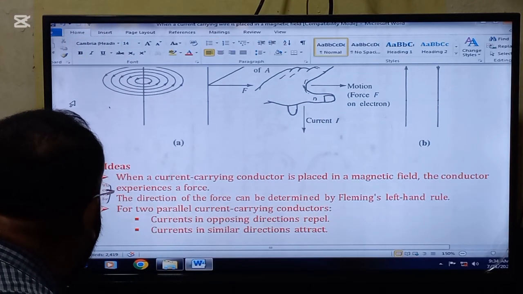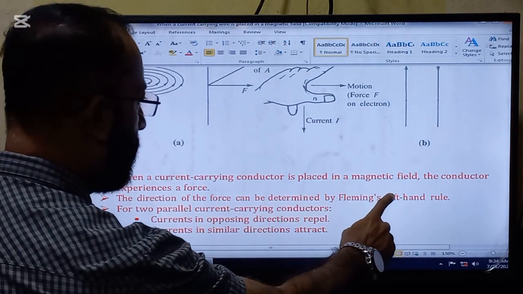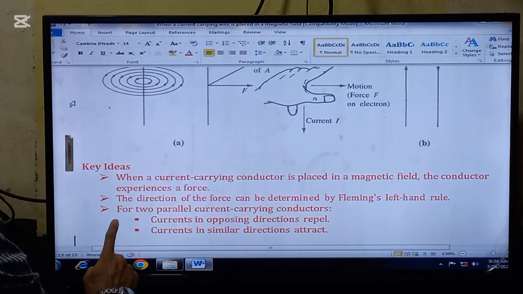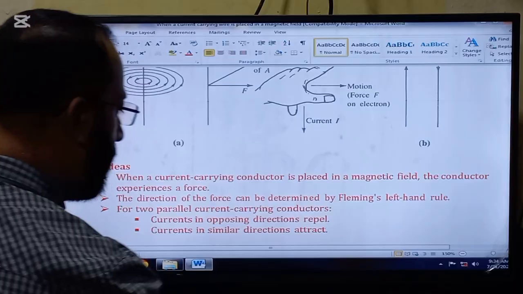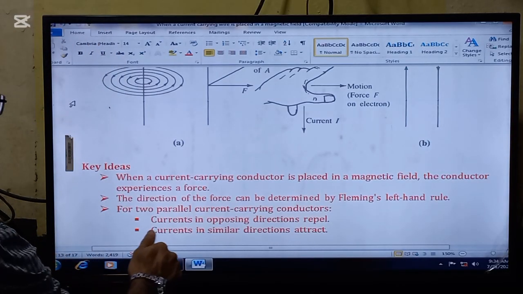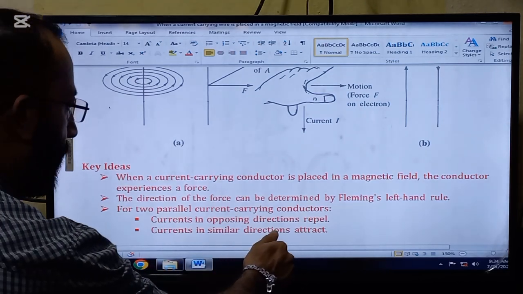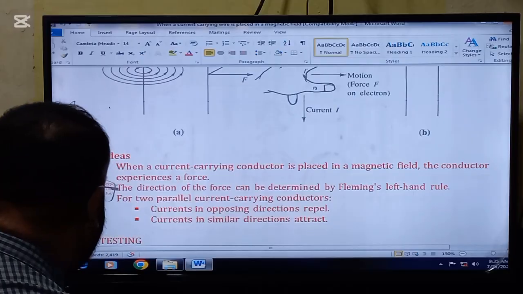Here are some key ideas for you. When a current carrying conductor is placed in a magnetic field, the conductor experiences a force. The second concept is the direction of the force can be determined by Fleming's left hand rule. And the last idea is, for two parallel current carrying conductors, currents in opposing directions repel and currents in similar directions attract.